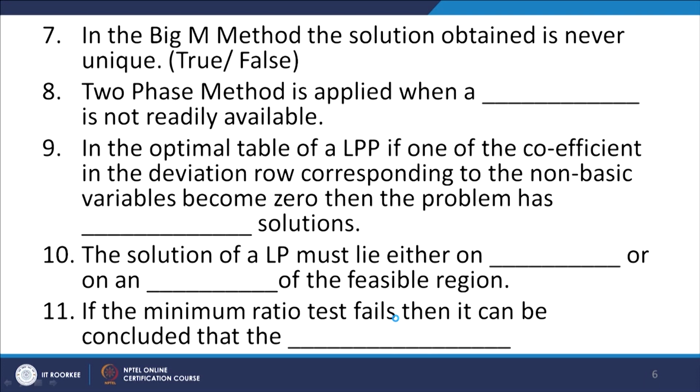Question number 9. In the optimal table of an LPP, if one of the coefficients in the deviation row corresponding to the non-basic variable becomes 0, then the problem has dash solutions.